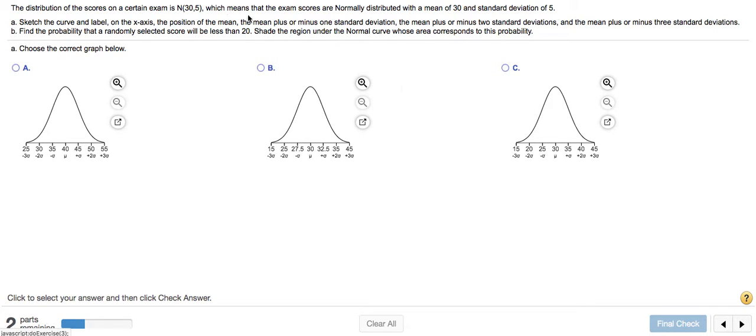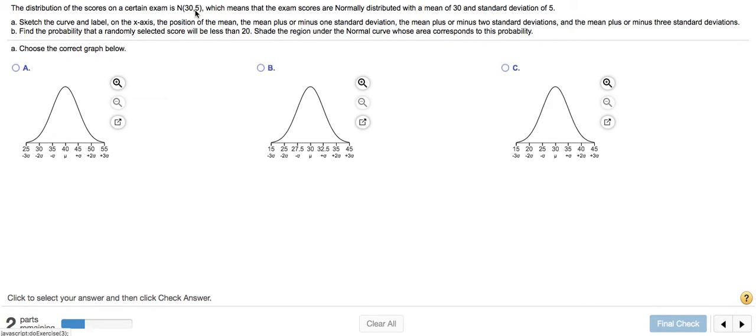The distribution of scores on a certain exam is N(30, 5). The N means it's a normal distribution, 30 is the mean, and 5 is the standard deviation. For the first part, part A, we want to sketch a normal curve that has this data on it. I'm looking for a mean of 30, so it can't be this graph because the middle is 40, so it has to be either B or C.